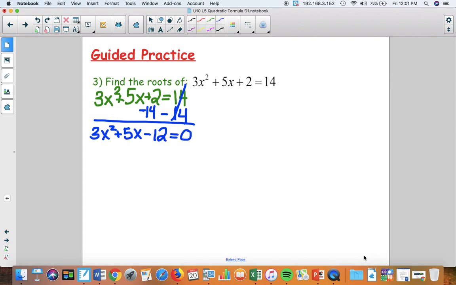Since it's equal to 0 and now in standard form, we identify A, B, and C. In this case, A will be 3, B will be 5, and C will be -12. Don't forget the sign that goes with it. So we start by writing the standard quadratic formula. Again, you want to do this every time so you know exactly what you're plugging in.